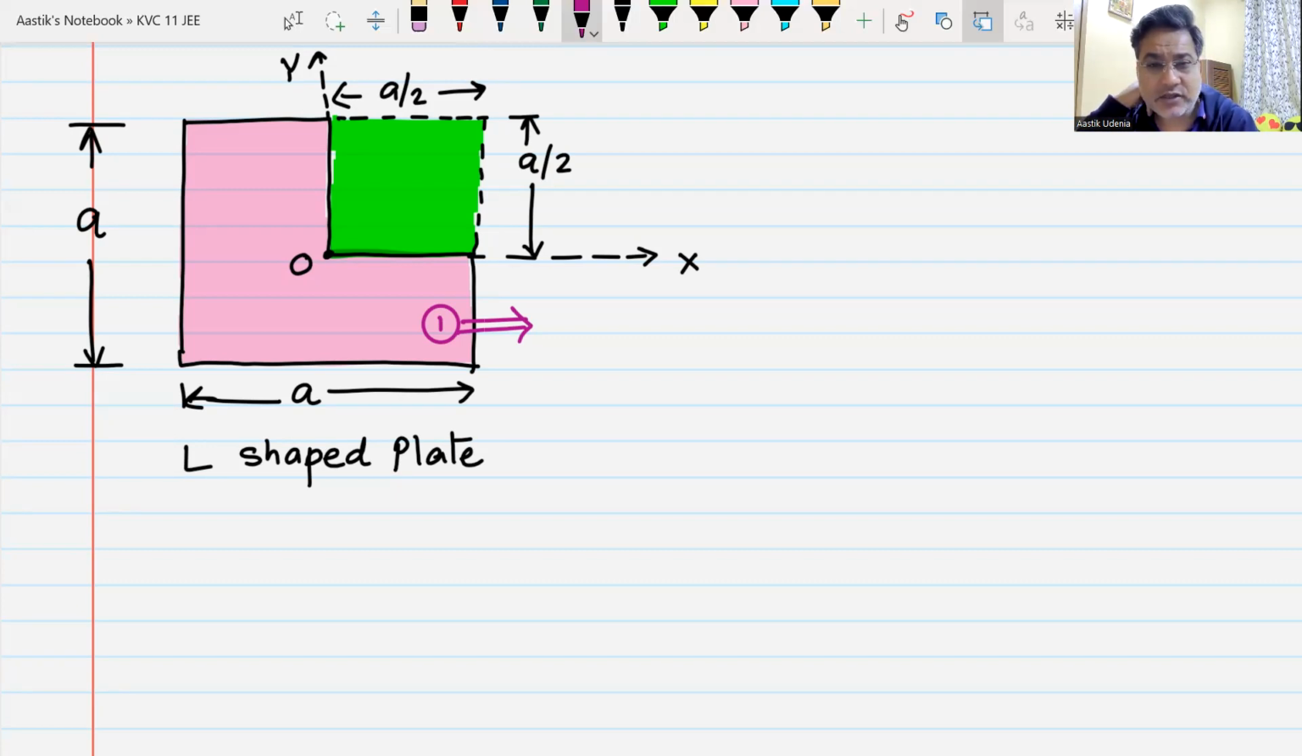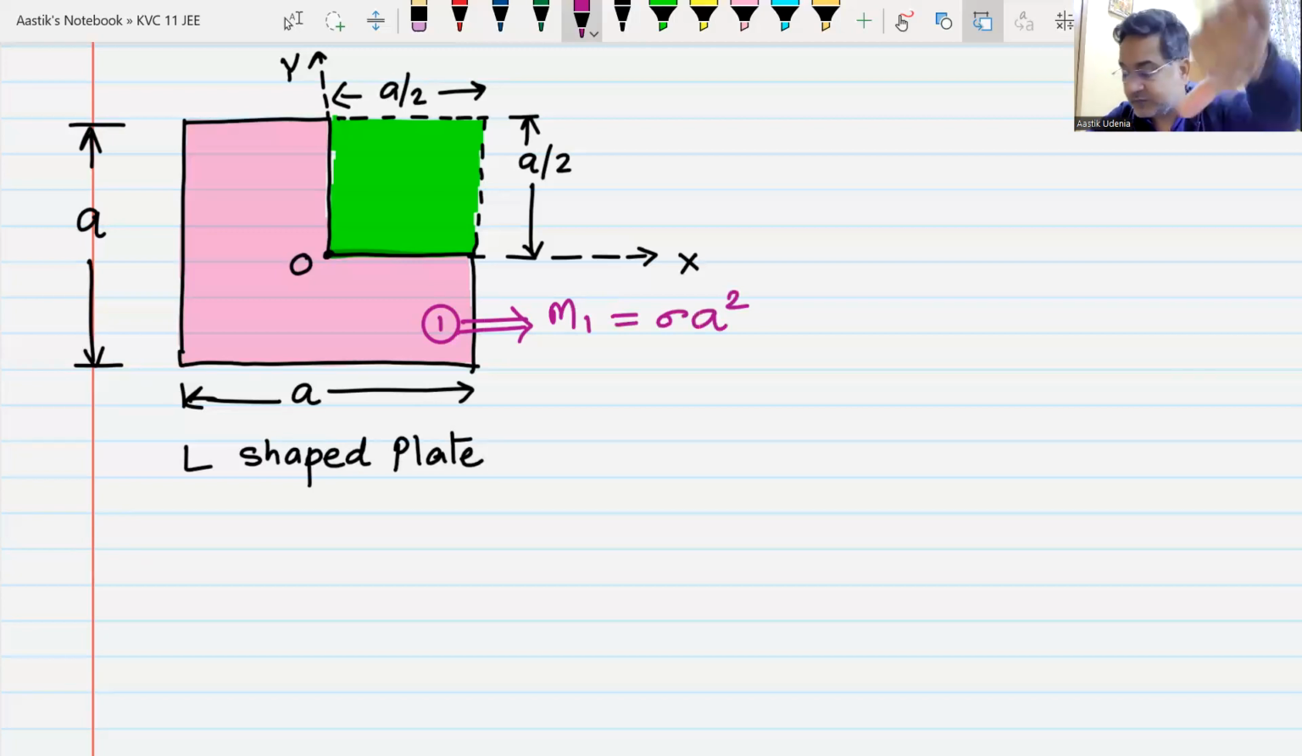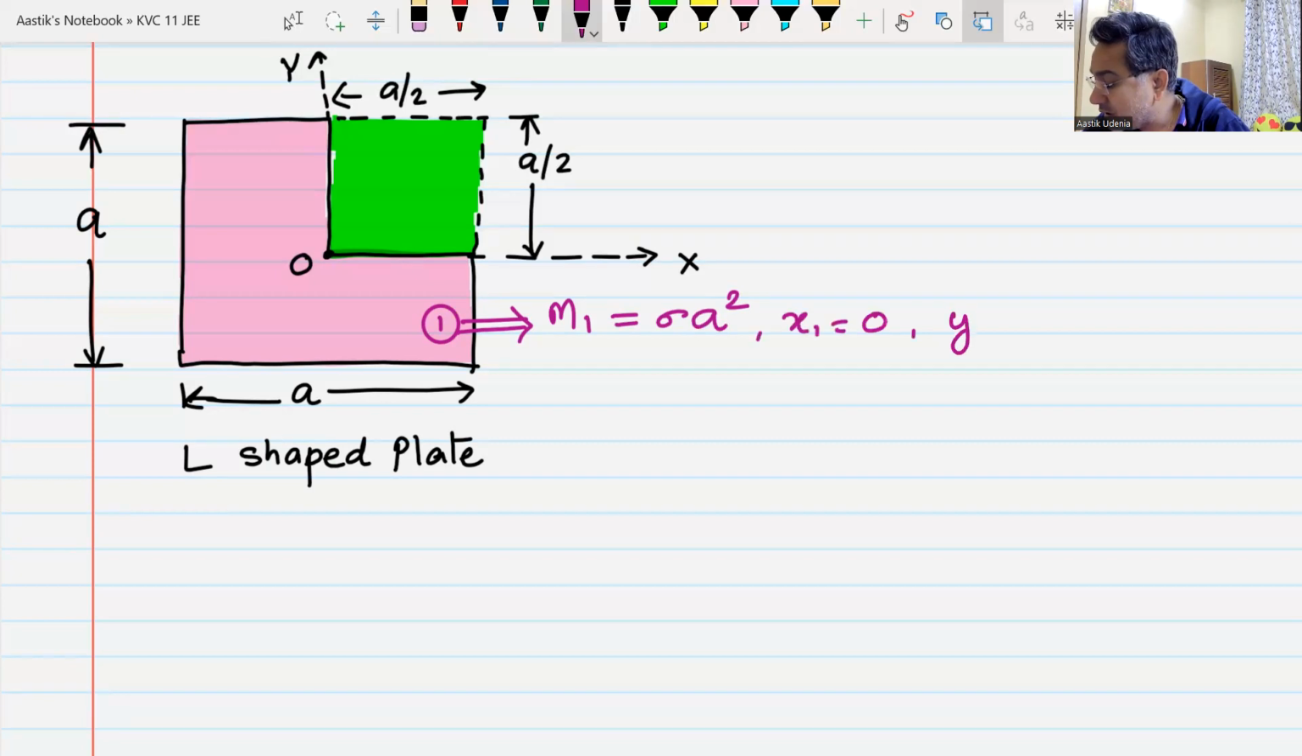Do we understand what I am talking about? Full plate without that vacant part. If I call the mass of that one m1, it will become sigma into a square. Yes or no? Sir, the x coordinate of that will be 0, because it will be at the center. The y coordinate will be where? It will be at the center, 0. Yes or no? Yes, sir.